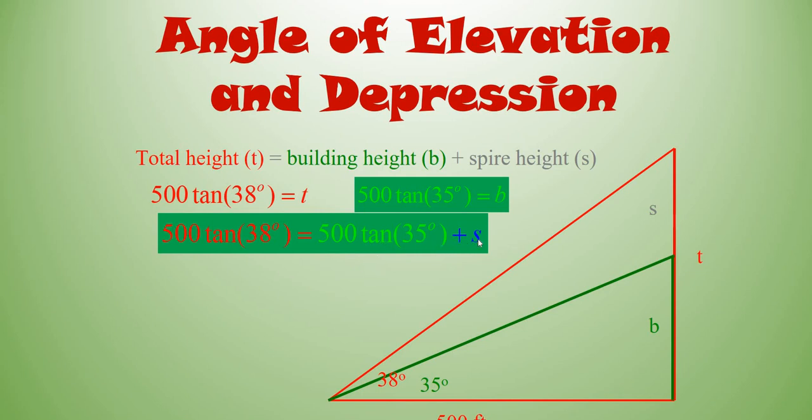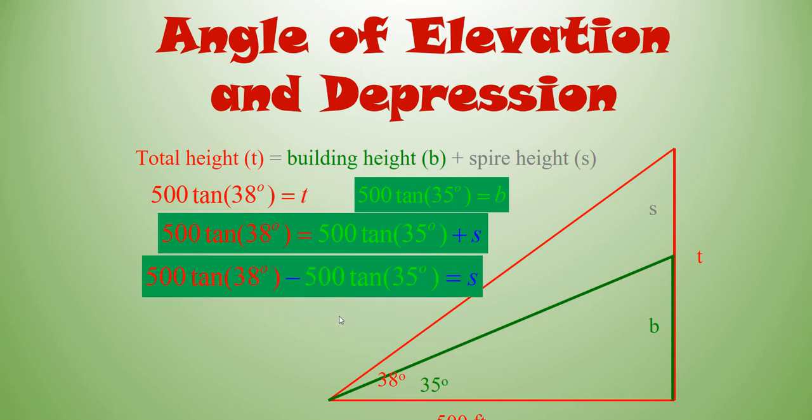B plus S equals T, so T minus B equals S. The height of the spire is approximately 41 feet.